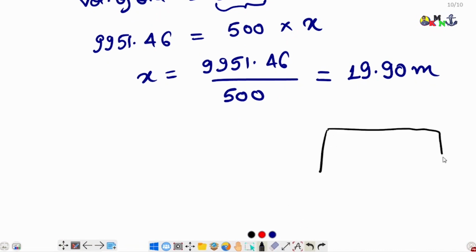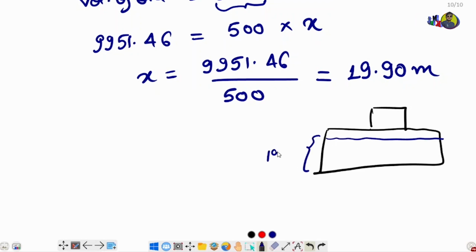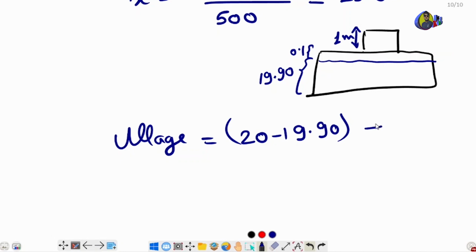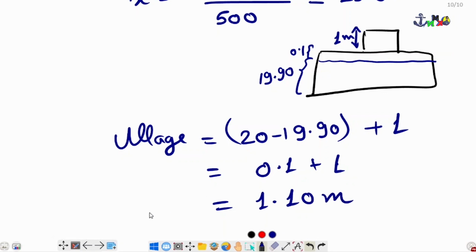So now we know that this is the rectangular tank, this is the trunk, and oil is still here. So this is 19.90. How much is remaining? 0.1 is remaining, and this one is 1 meter. So ullage will be equal to 20 minus 19.90 plus 1. So it will be 0.1 plus 1, that will be equal to 1.10 meters is the ullage. This is the answer.